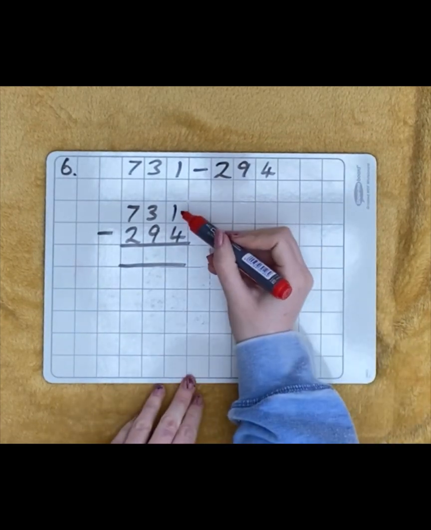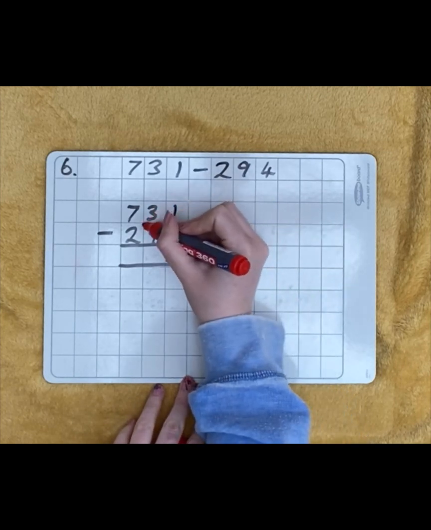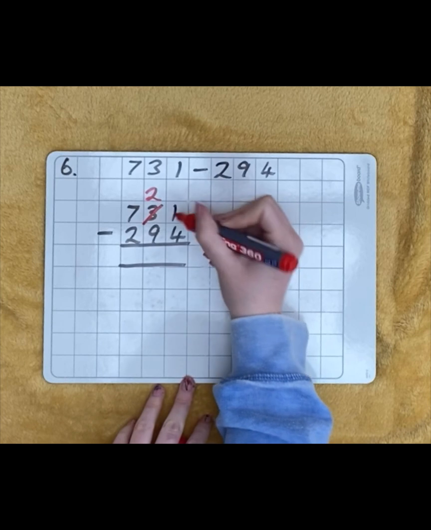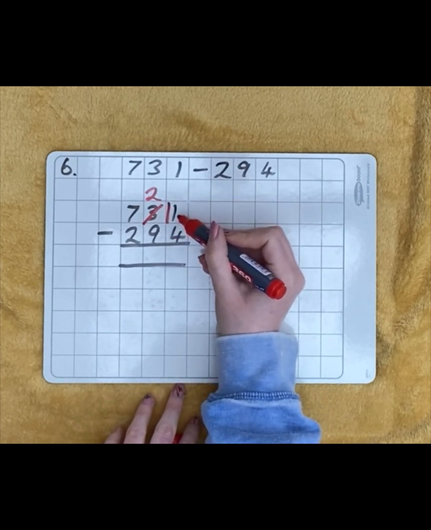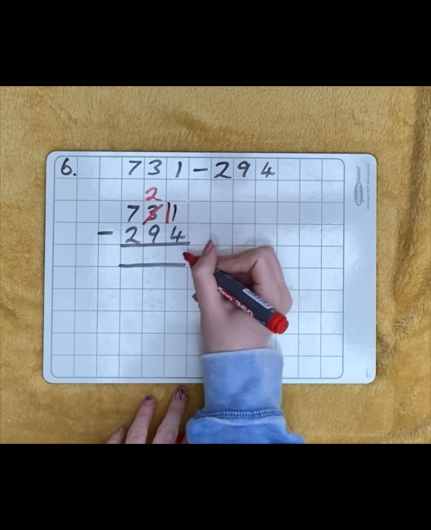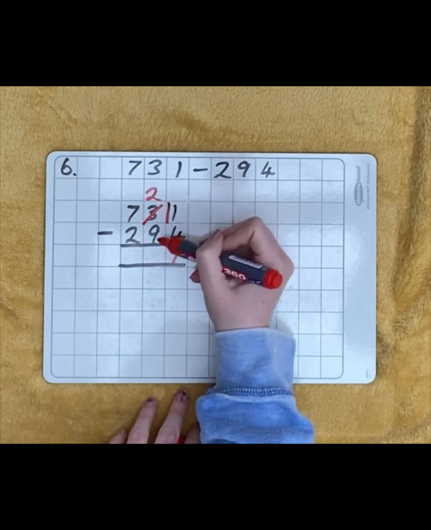The last question I'm going to show you here is 731 minus 294. So in the ones we have 1 take away 4. So we need to regroup some of the tens. So we'll keep 2 tens in the tens and put 1 ten into the ones. So now we have 11 ones. 11 take away 4 is 7. Now we have 2 in the tens minus 9 tens.